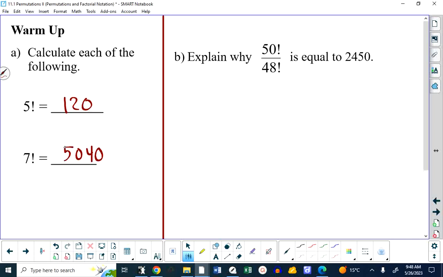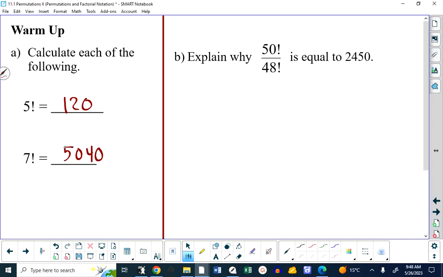And the key part of the word factorial is factor. When I say 48 factorial is 48 times 47 times 46, etc., I'm saying in 48 factorial there's a factor of 48, there's a factor of 47, there's a factor of 46, etc. How would we do this, Brody? Well, in the 50 factorial there's factors of 48, 47, 46. So it's the same as the 48 factorial.